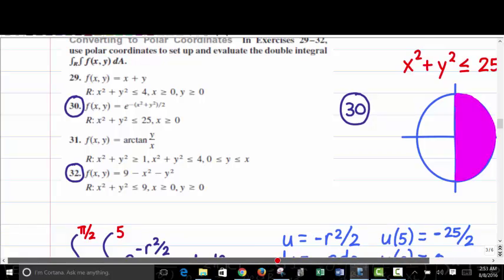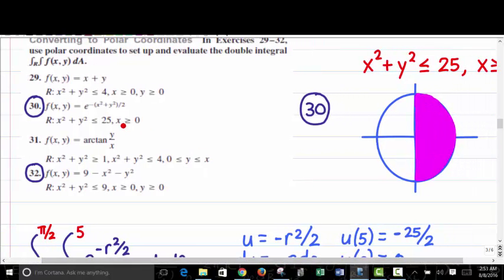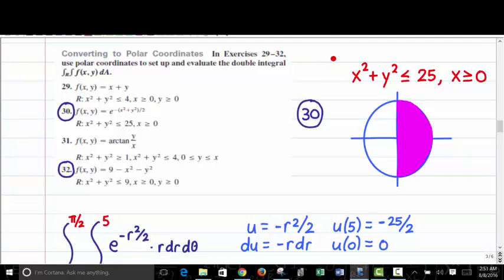So you never want to read more in there than is really there. So just X. That means the right half of this is going to be included, because Y could be positive or negative since there are no restrictions. Only X has to be positive. So it's very important that we piece together the correct part of the circle here. So it's the right half.